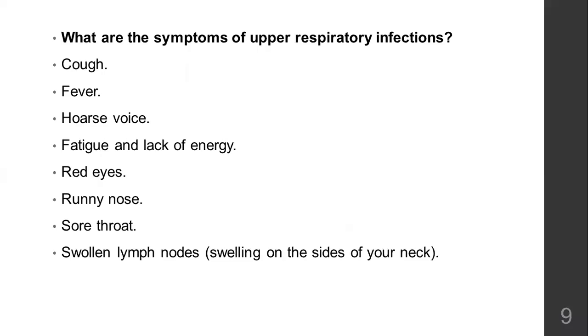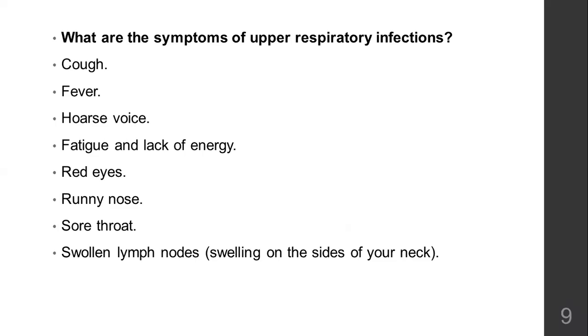So symptoms of upper respiratory tract infection: you will have cough, fever. Infection always comes with fever, remember that. Infection will always come with fever. Increase in the body temperature will happen if there is an infection. Hoarse voice, your voice changes. Even when you have common cold, you see how your voice changes. It is more deep and husky.